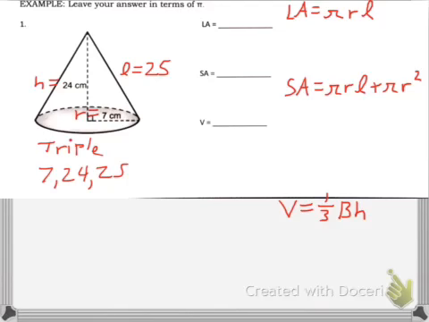Now I can find the lateral area. Just plug those numbers in my formula. So my radius was 7. My slant height was 25. Now it tells me to leave my answers in terms of pi here. So remember, that means we're not going to put pi in the calculator. We're just simply going to multiply 7 by 25, which will give me 175. And then I'll put the pi symbol at the end. So my lateral area here is 175 pi, and that's in centimeters squared.